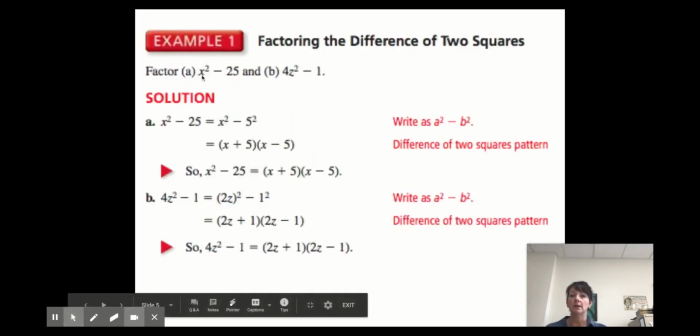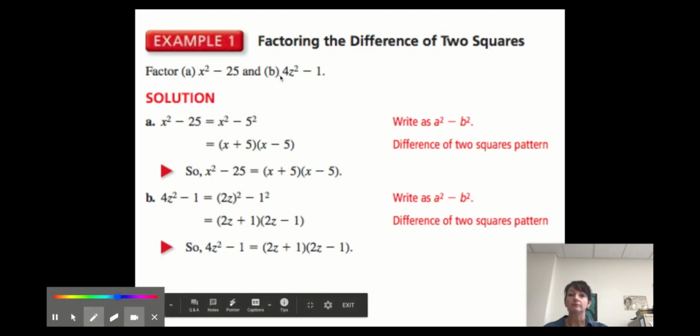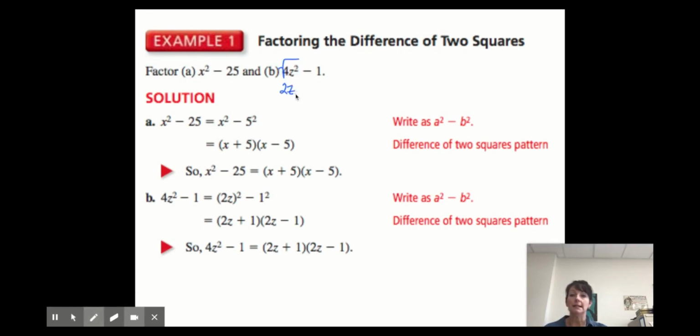So again, we want to take the square root here, so we know we're going to have x and x. The square root of 25 is 5, so we'll have a positive 5 and a negative 5. For part B, again, when you take the square root of this, you're going to get 2z. So inside, we get the 2z here and the 2z here, and then you get plus 1 minus 1 because the square root of 1 is 1. So it's real easy to do.